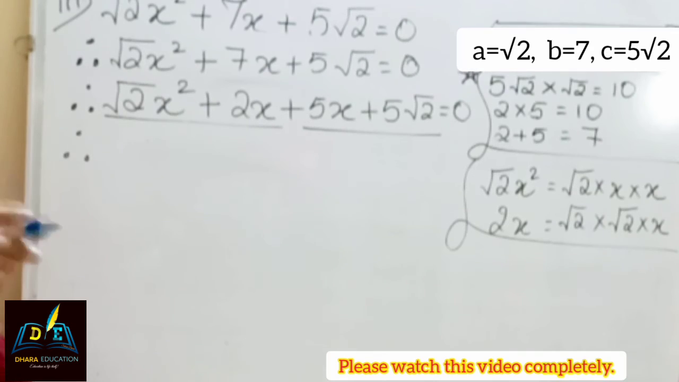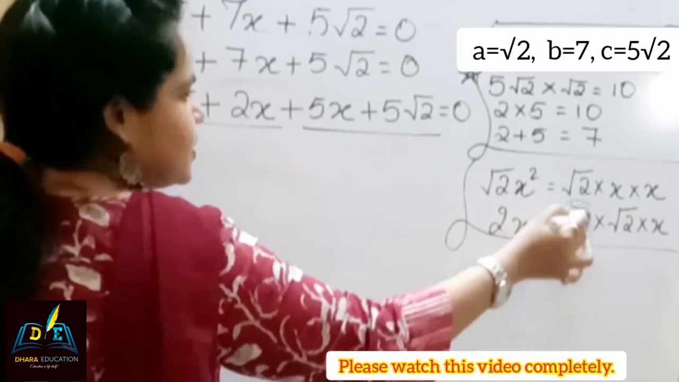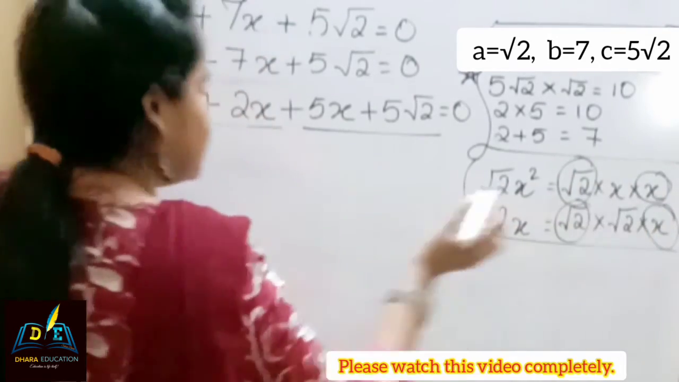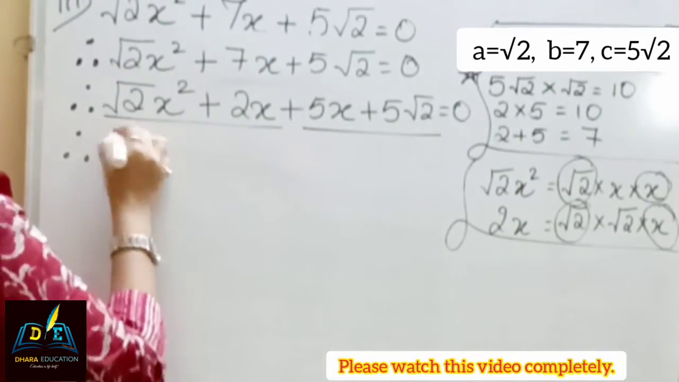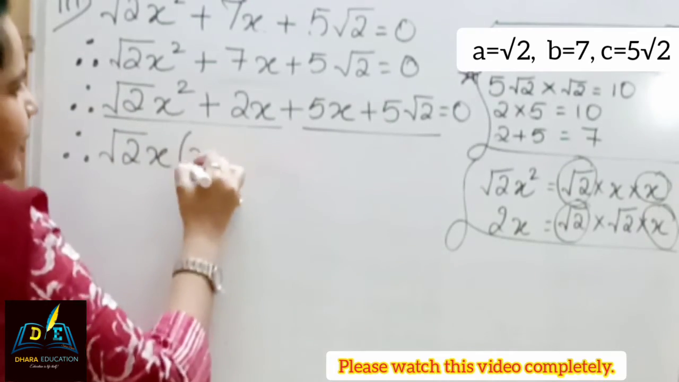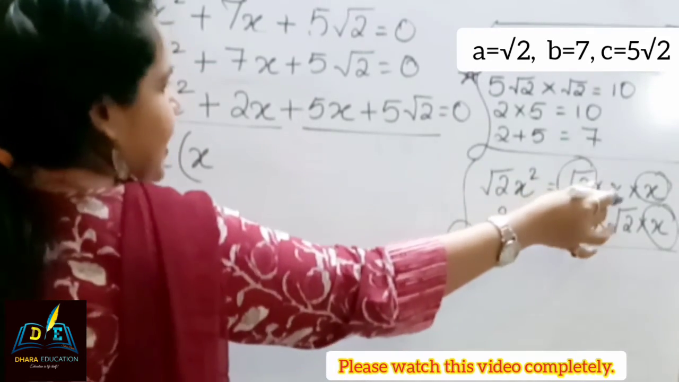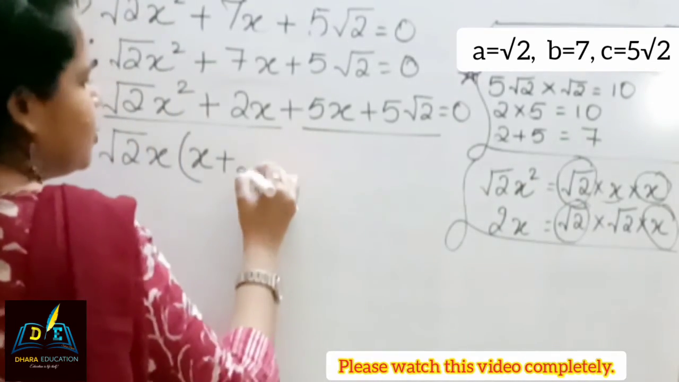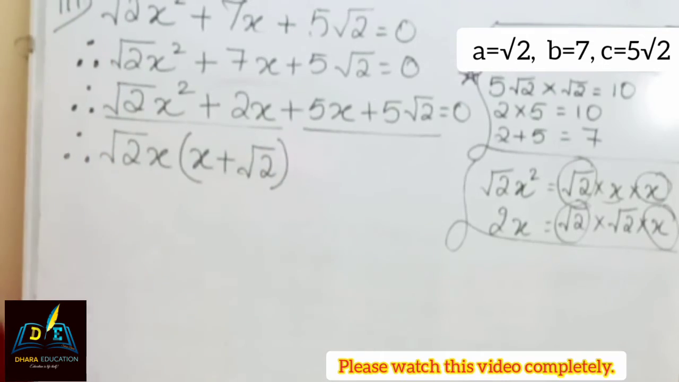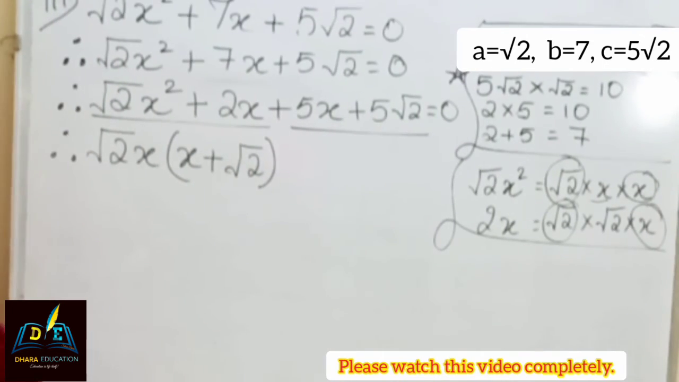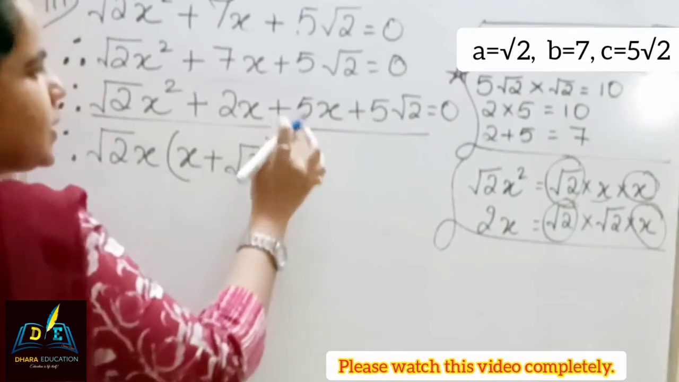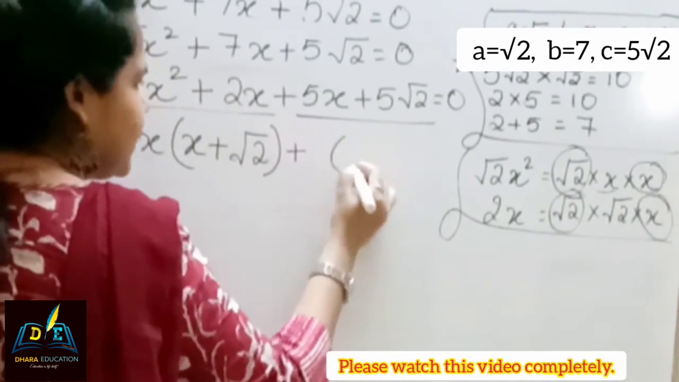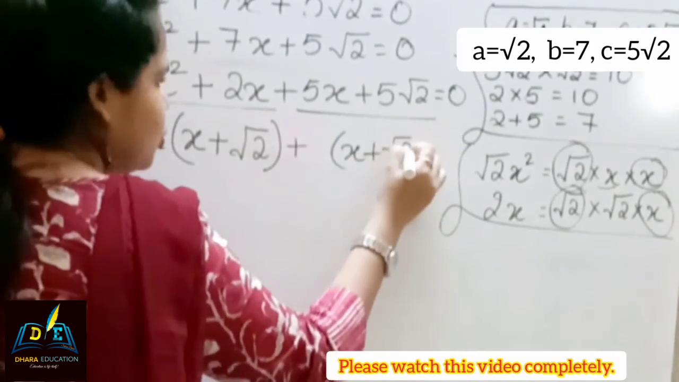So now we need to find the common factor. Here root 2 is common, and x is common. Correct? So we write here root 2x, and what is left over here is x, plus what is left over here is root 2. Am I clear? So plus will come as it is, and then this term will be written as it is, that is x plus root 2 is equal to 0.